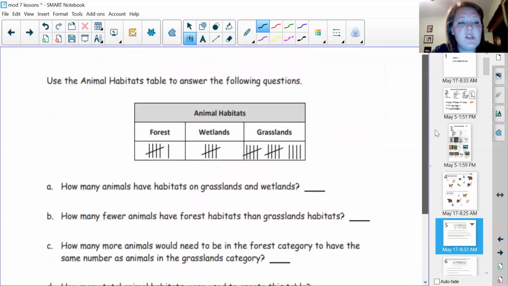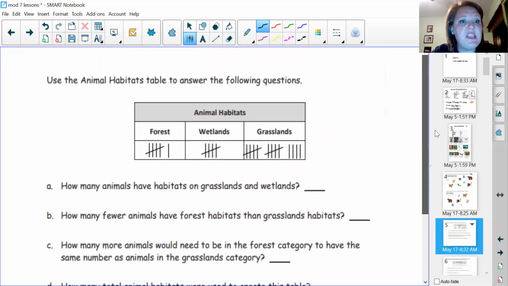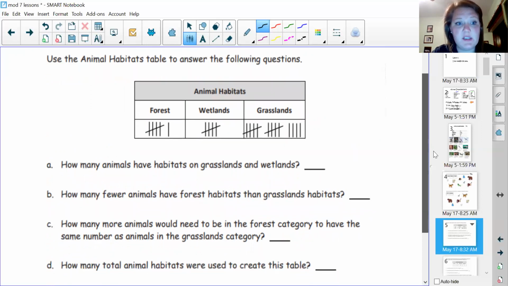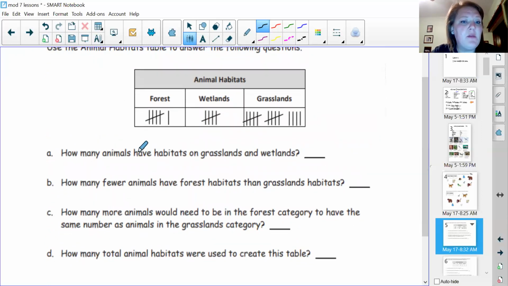Okay, so the directions say use the animal habitats table to answer the following questions. So we must know how many animals have habitats on grasslands and wetlands. This word "and" here lets me know that I'm going to add those together. So I'm going to look for the grasslands, and then I'm going to look for the wetlands, and then I'm going to add those 2 numbers together to find my answer.